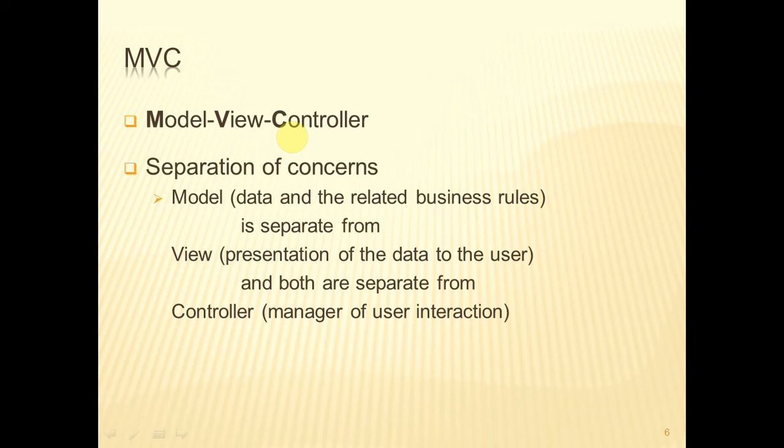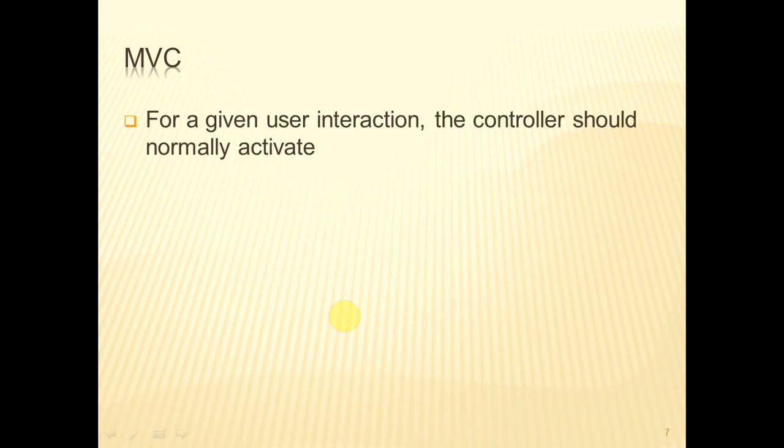And both of these are separate from the controller that manages the user interaction. So there we have the separation of concerns. We've got responsibility defined. Model is responsible for data and the related business rules. View is responsible for presentation. Controller is responsible for management. So they've got their individual responsibilities, quite distinct, no overlap, and there is some communication between them.